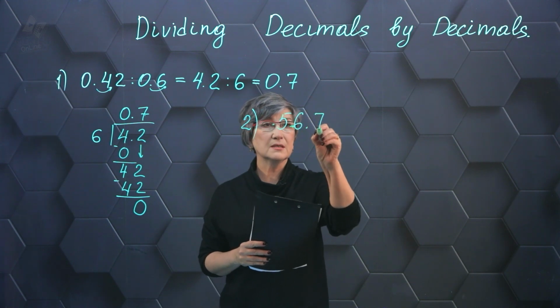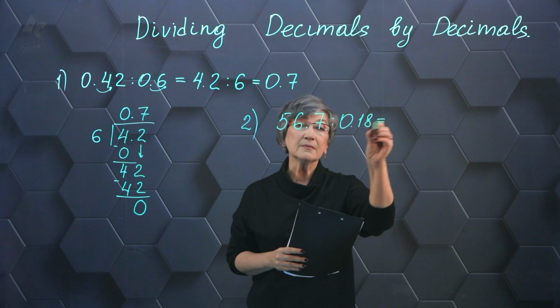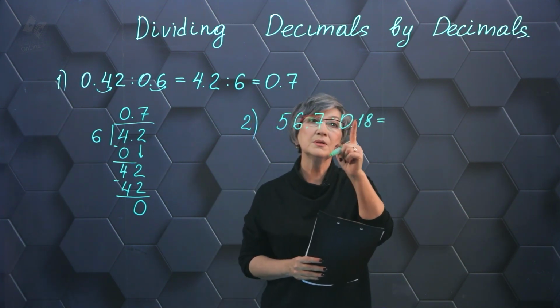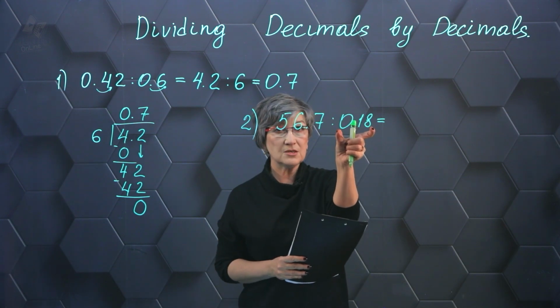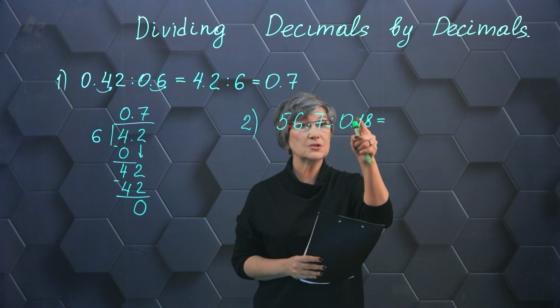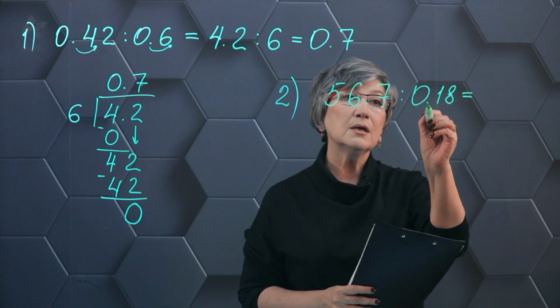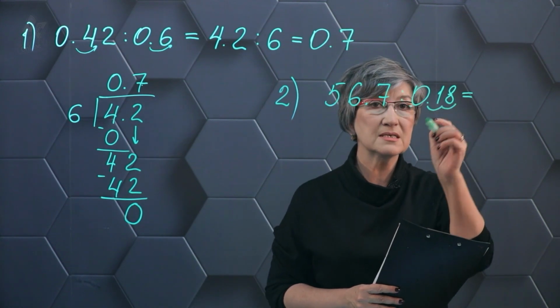56.7 divided by 0.18. When dividing a decimal fraction, the algorithm requires us to first convert it into a whole number by moving the decimal point. We cannot directly divide by a decimal. Therefore, it is crucial to understand the value of each digit. This point, I have to move it 2 places to the right.